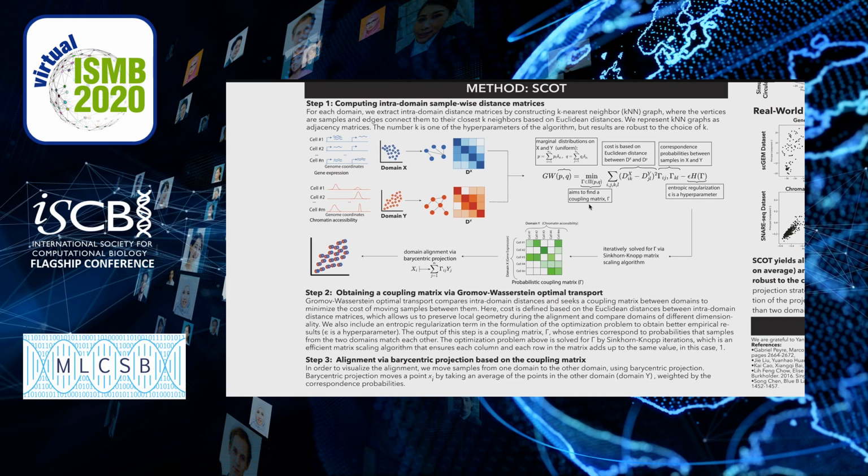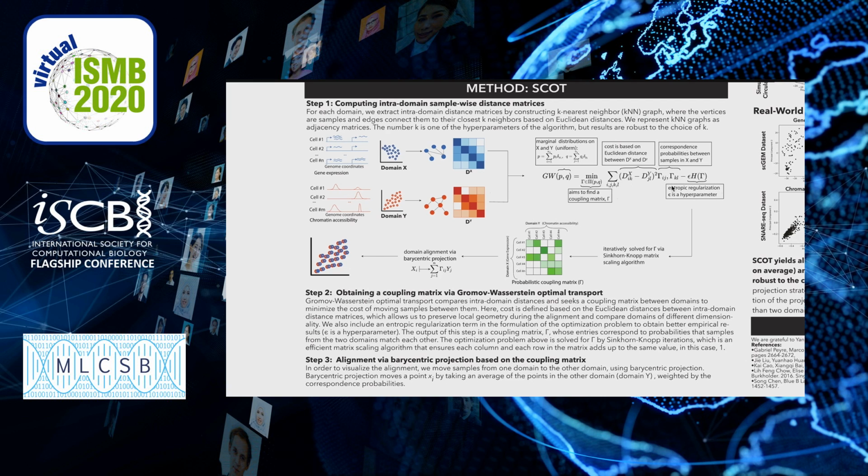Then, given these matrices, we formulate our optimal transport problem as shown here. The goal in this optimization statement is to find the coupling matrix gamma, which stores sample-wise correspondence probabilities between the 2 domains. It tells us how likely it is for a sample from one domain to be aligned with a sample from another domain. The ideal gamma matrix is the one that minimizes this cost defined over the Euclidean distances between the intra-domain distance matrices, so that the overall geometry of one domain will look like the other after transport, while still preserving relative pairwise distances within a domain.